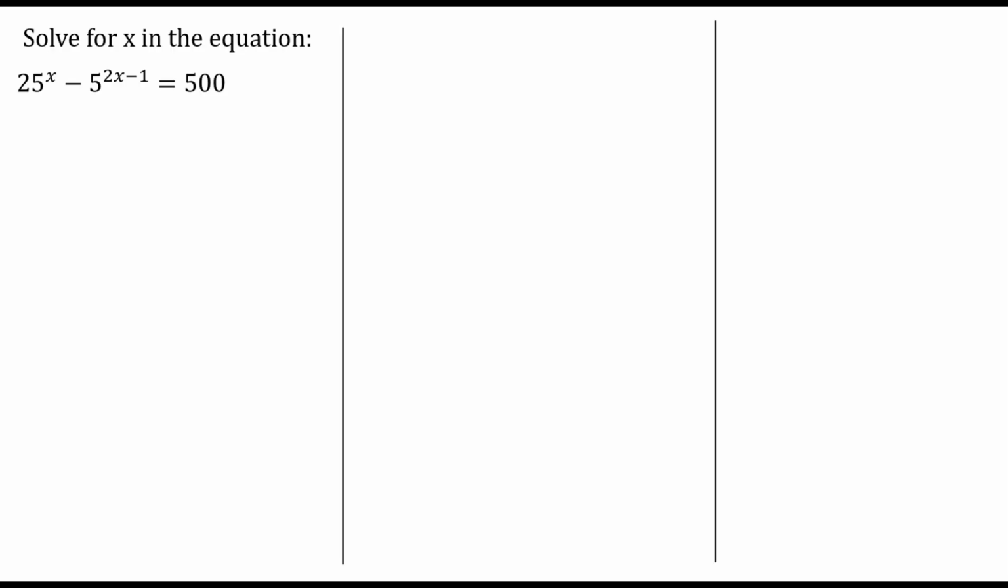In this session, we are going to find the value of x from the given equation. The first thing we need to do is to simplify the equation and write it as follows: 5 squared multiplied by x minus 5 power 2x minus 1 is equal to 500.